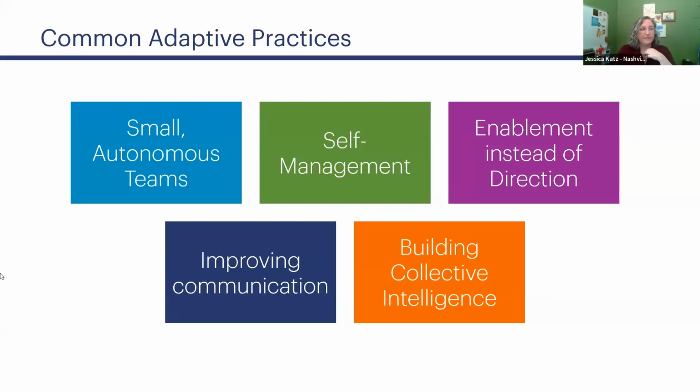And then building collective intelligence. This is something that I think gets missed for portfolio managers. They are essentially the historian of the organization, and they're taking the stuff we've learned in our experiments and spreading that good wealth out into the organization so other people don't have to go through the same pain to learn that lesson.